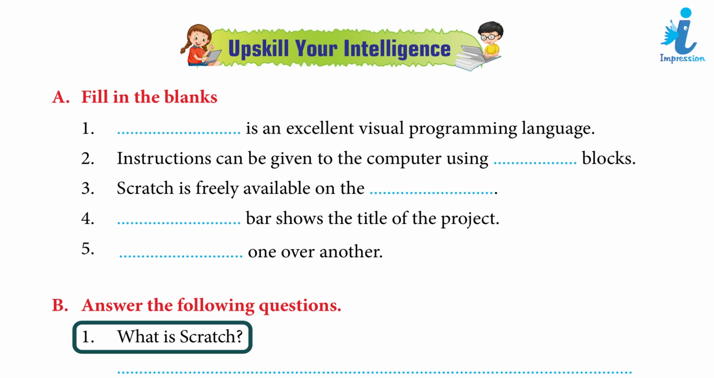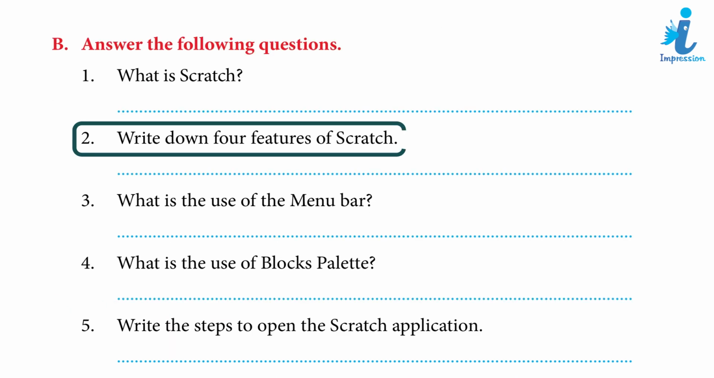B. Answer the following questions. 1. What is Scratch? Answer: Scratch is an excellent visual programming language where we can create interactive narratives, games, and animations. 2. Write down 4 features of Scratch. Answer: Features of Scratch. Scratch is freely available on the web. The cartoon mascot of Scratch is a cat. For a story, we can design our characters. It can run well on various operating systems including Windows, Linux, and Mac OS.